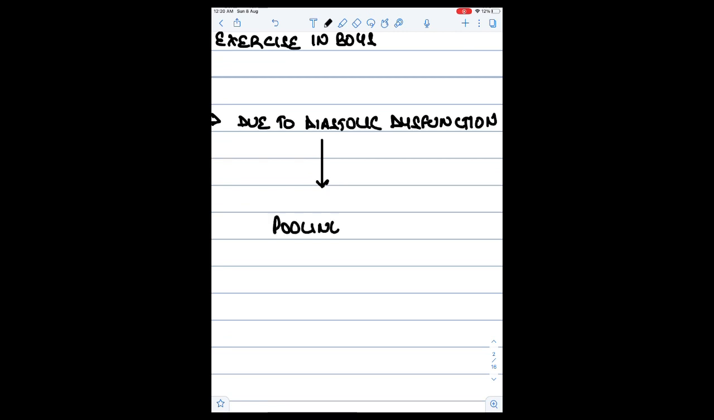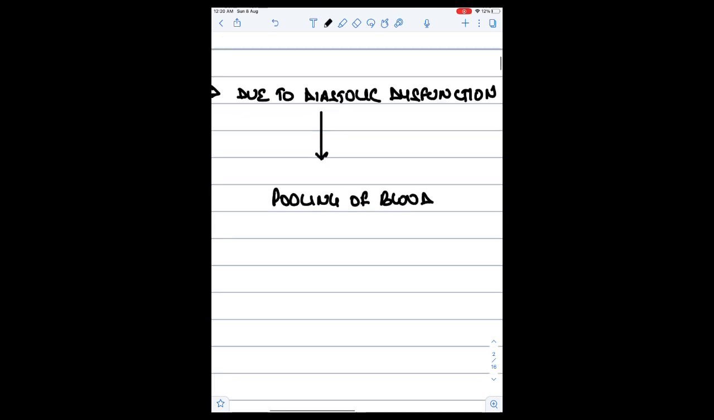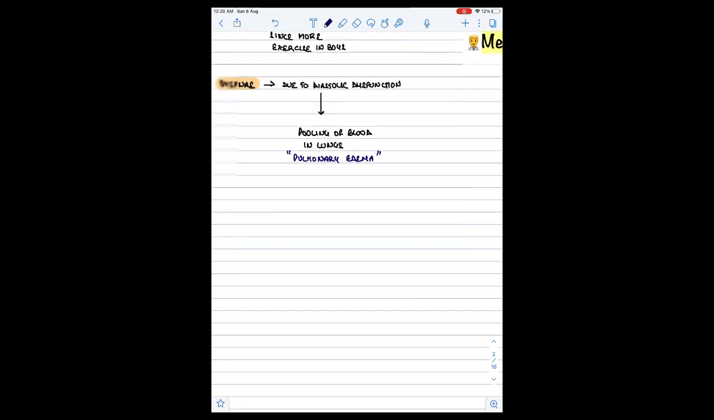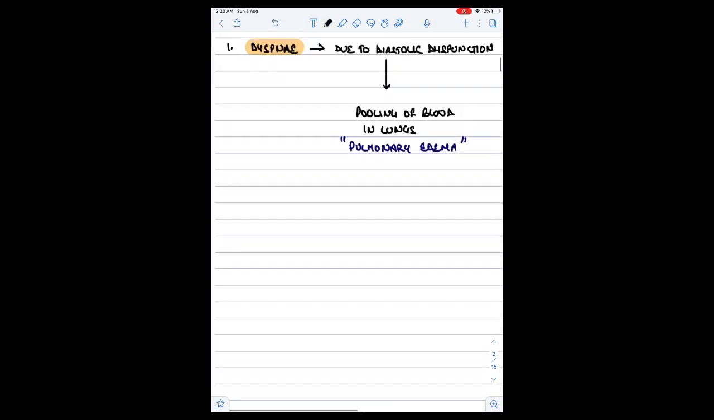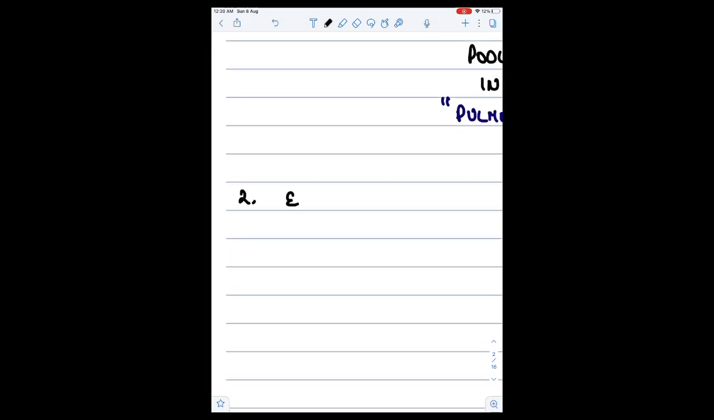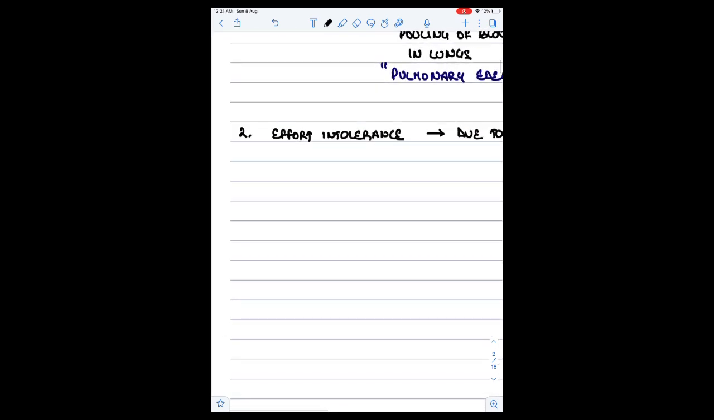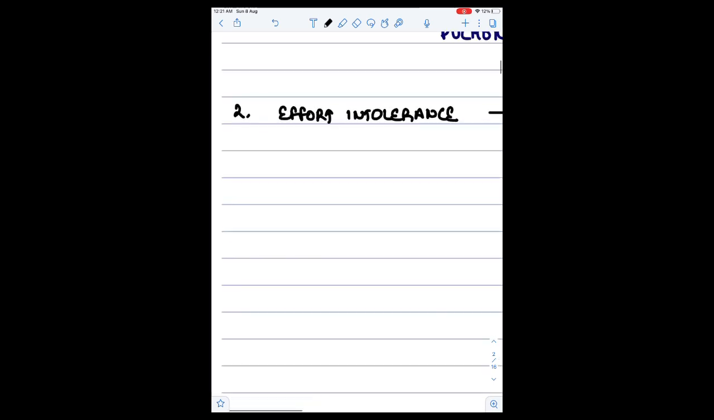Because of diastolic dysfunction, as the ventricles are not able to relax properly, there is pooling of blood in the left atrium and in the lungs, leading to pulmonary edema, and this pulmonary edema leads to dyspnea. Second, as the ventricles are not receiving the blood properly, the blood will not be ejected properly, and the patient will complain of effort intolerance due to decrease in the cardiac output.